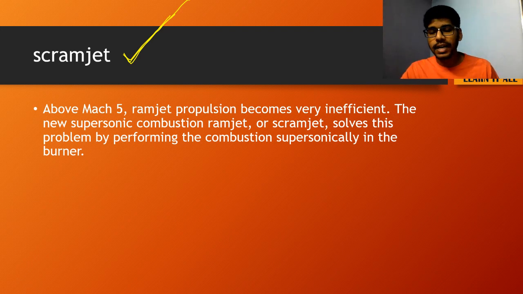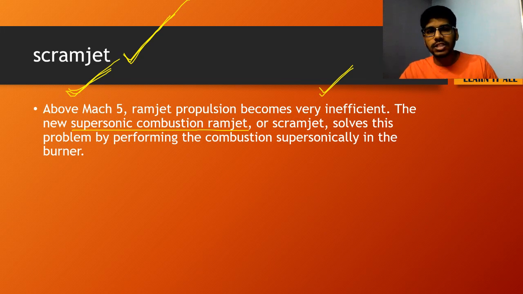Nullifying the disadvantages of the ramjet engine. So here, when the object is moving above 5 Mach, the ramjet propulsion system becomes very inefficient because of the shock waves that are produced. For that purpose, there is the new supersonic combustion ramjet. The ramjet and the scramjet are not so different. The scramjet is also a ramjet, but it is a supersonic combustion ramjet.